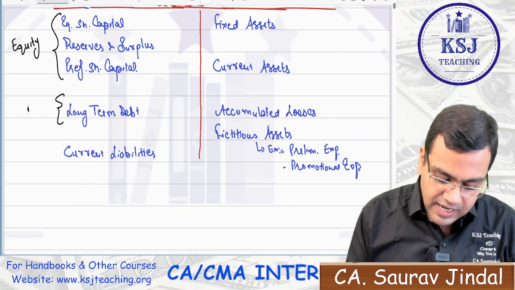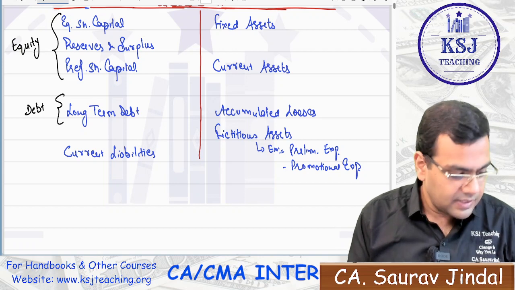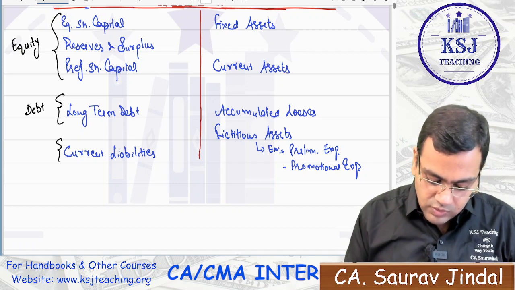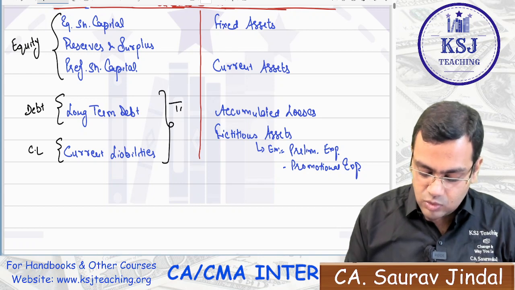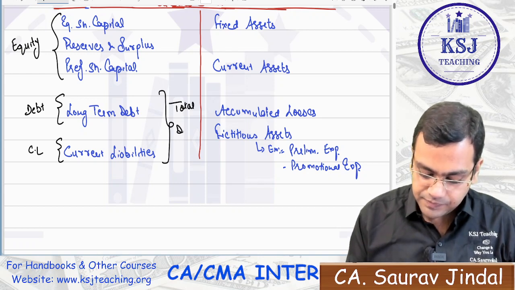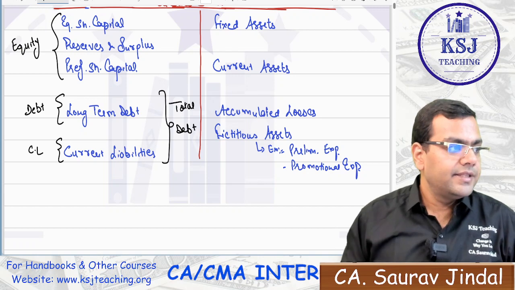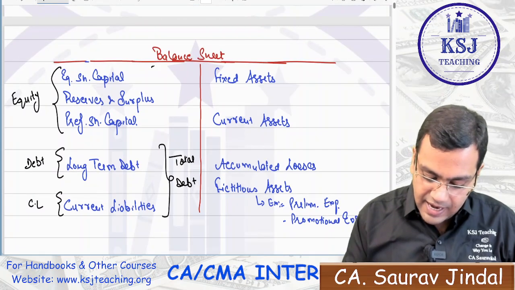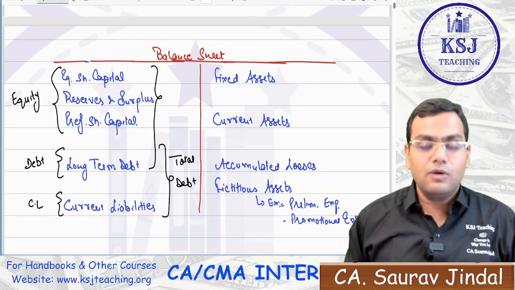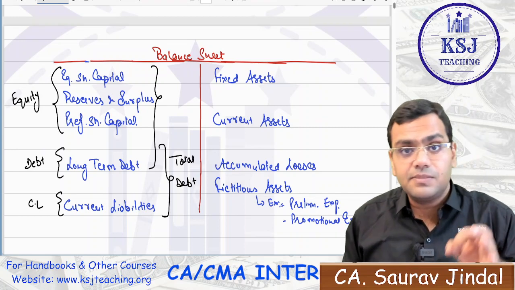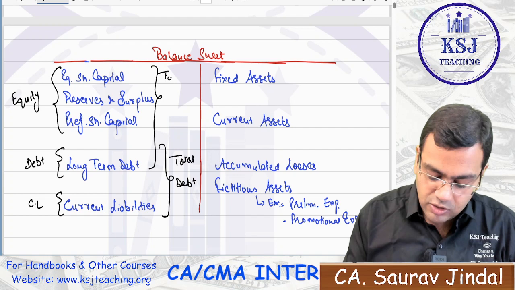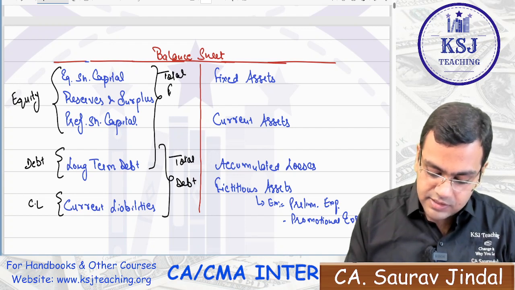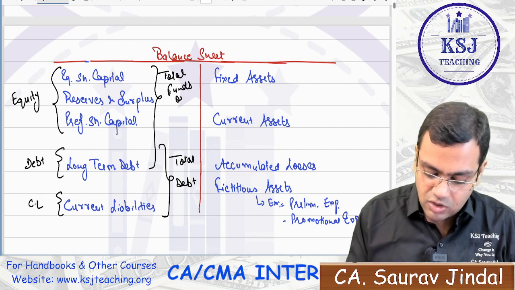This is known as debt. This is known as current liabilities. You all know. This is known as total debt. And this part, from equity share capital, reserves and surplus, preference share capital, and long-term debt, is known as total funds, or what we call capital employed.